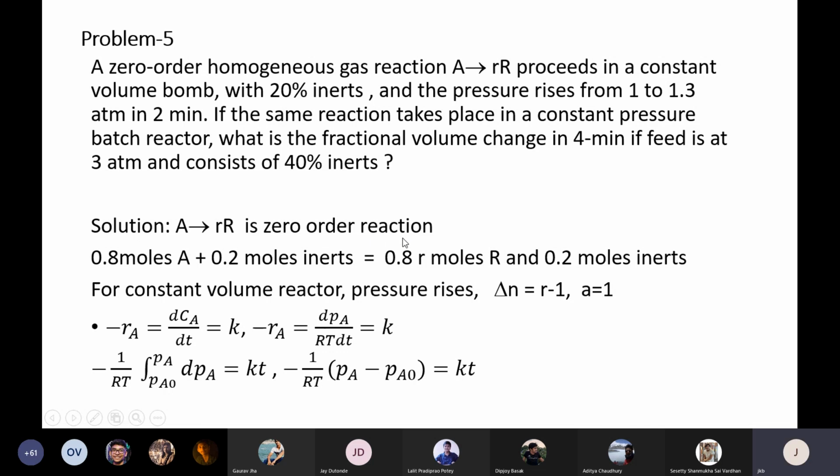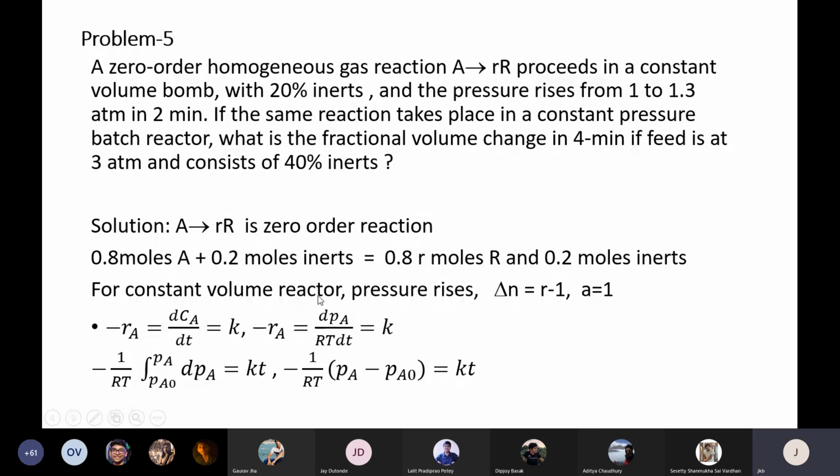Solution: zero order reaction, and initially we added 20 moles of inerts, so 80 moles is A, and after reaction 80 moles of R will form and the 20 moles of inerts remain the same. So what is delta N? Delta N is R minus 1 from the reaction stoichiometry. What is A? A is here 1. That's why it is R minus 1.